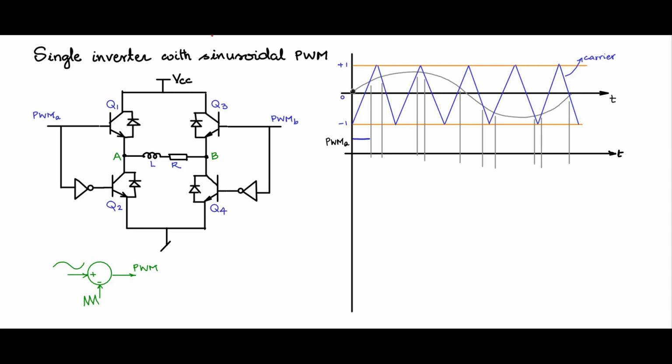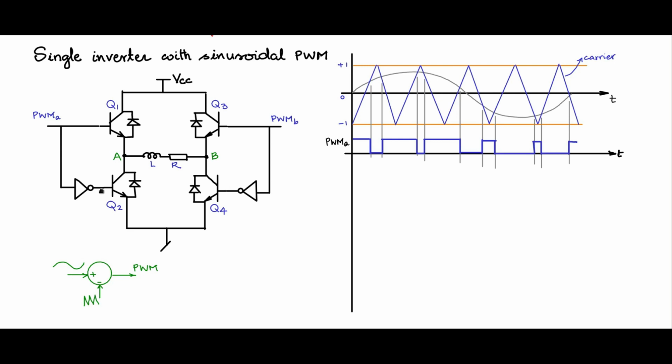Which means that whenever the modulating signal is higher than the carrier, you will get a high, and whenever the modulating signal is lower than the carrier, you will get a low. So let us draw that. We get a low here, then it goes high because the modulating signal is higher than the carrier. Then in this time period, you see that the modulating signal is lower than the carrier. Let us mark that. Here the modulating signal is higher than the carrier. So on, you can draw the waveform PWM A in this fashion using this logic here.